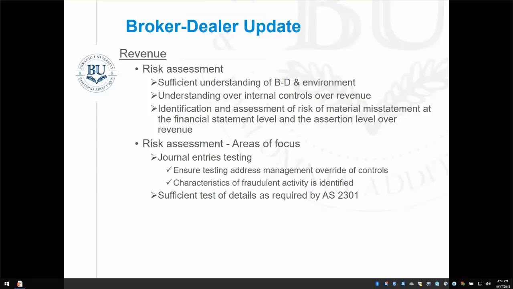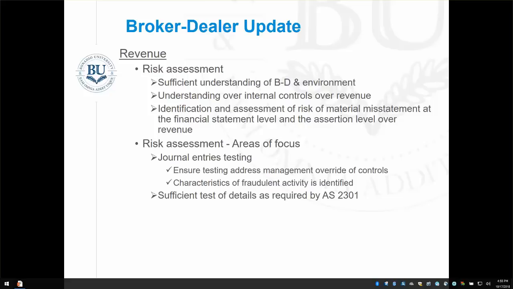So if we jump into the overall revenue perspective, the risk assessment was an issue on 26 of the audits that were inspected. There were revenue testing issues on 38 of the audits inspected. So between the risk assessment of revenue and the revenue testing, there was a significant number of findings as it related to this.